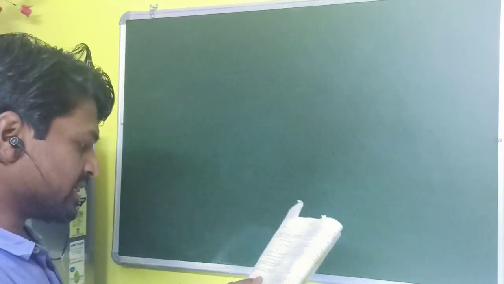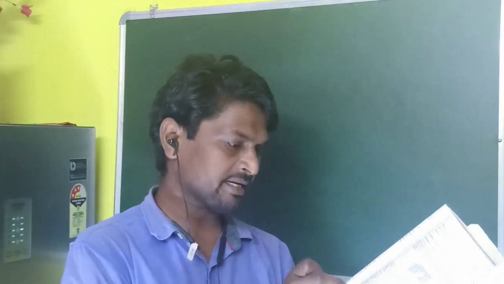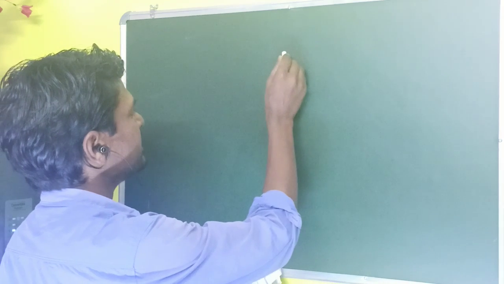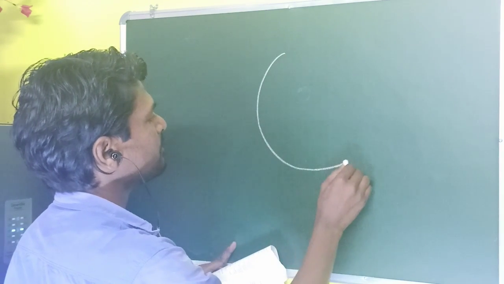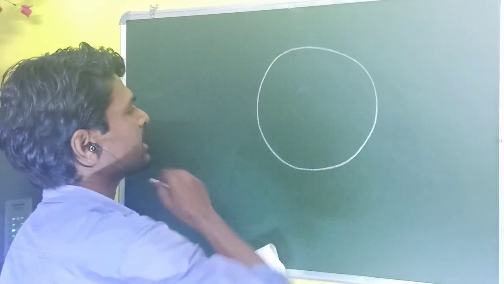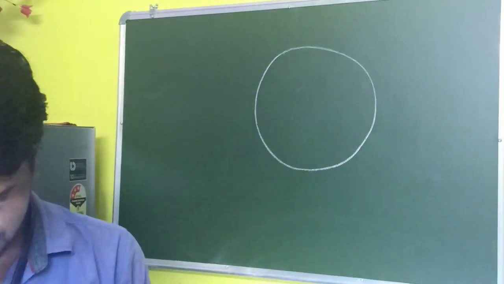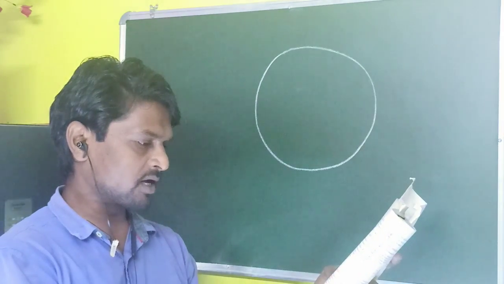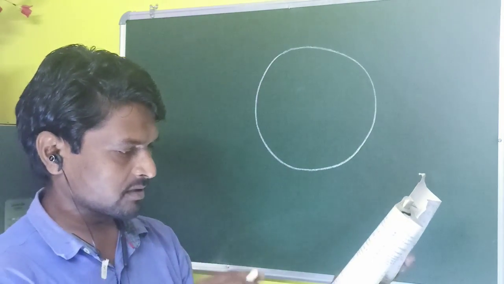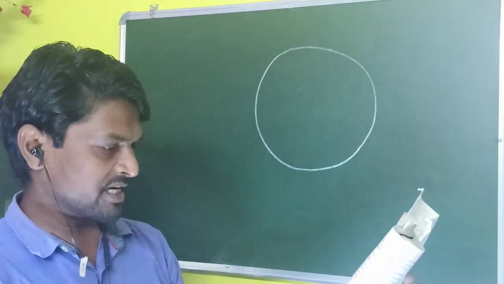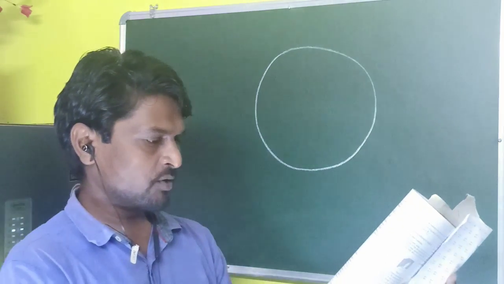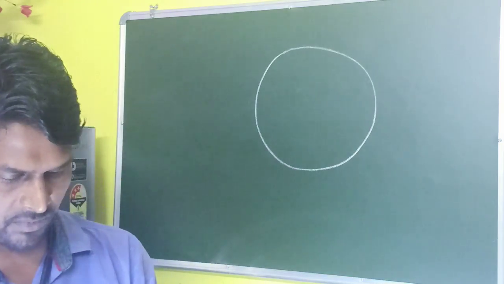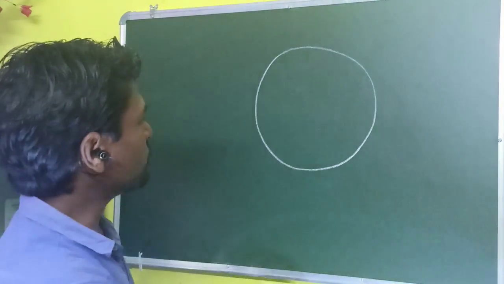Charge capital Q is distributed uniformly on a ring of radius small r. Suppose it is not a particular question, it is taken from an example. A ring with charge Q is distributed uniformly, of radius small r, and a sphere of equal radius r is constructed with its center at the periphery of the ring. Find the flux of the electric field through the surface of the sphere.